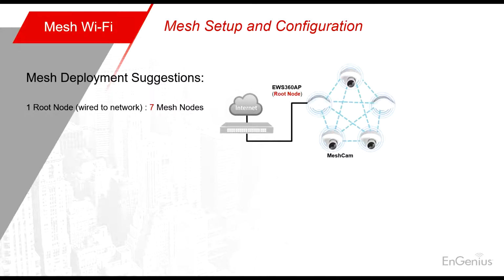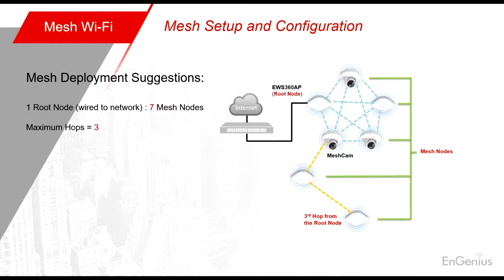So in order to have a better connection, you need to have more root nodes. The maximum number of hops that we recommend are 3. So if you're looking at a linear topology from the root node and then you have 3 hops, this is our recommended number of hops. Again, you can have more than that, but the bandwidth and throughput may be low and your latency can increase.